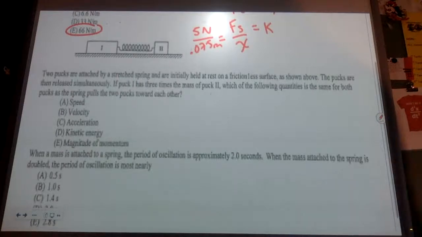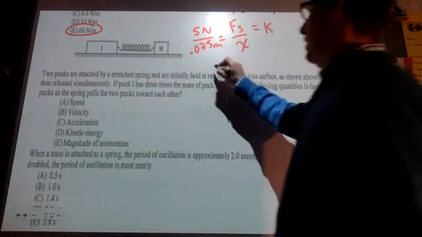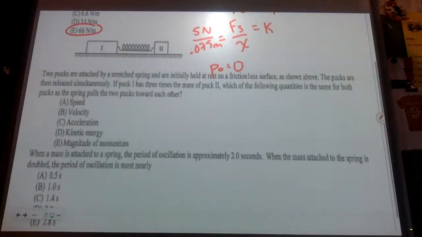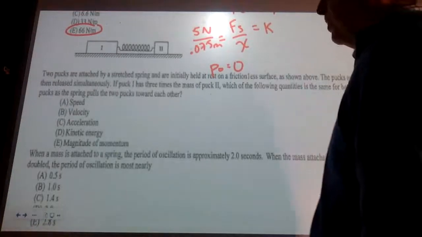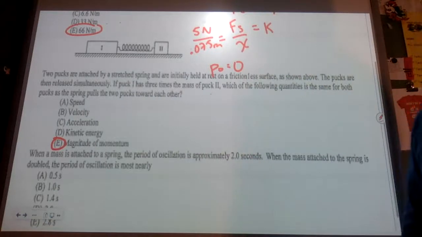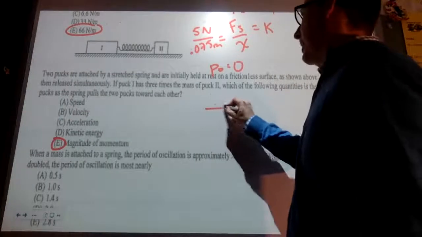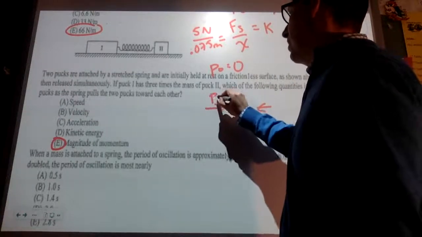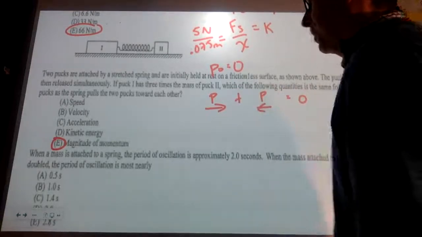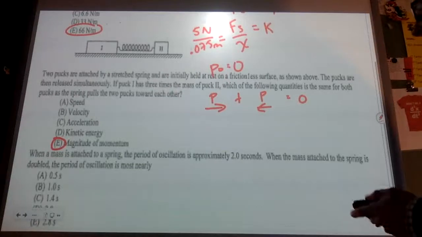Two pucks are attached by a stretched spring initially held at rest on a frictionless surface. As shown above, the pucks are then released simultaneously. If puck 1 has 3 times the mass of puck 2, which of the following quantities is the same for both pucks as the spring pulls the two pucks towards each other? The amount of momentum that they have would be the same in magnitude, right? Because they start with no momentum. And so the momentum of one and the momentum of the other added together would have to equal 0.